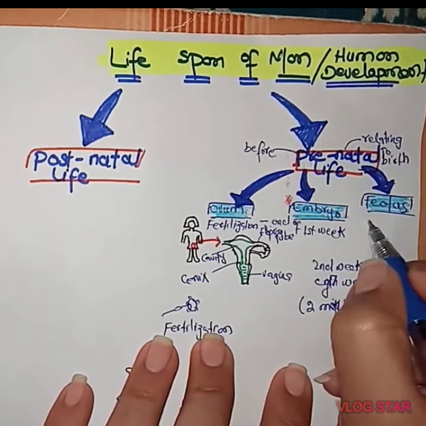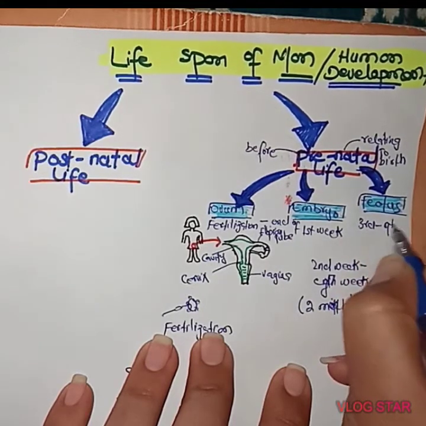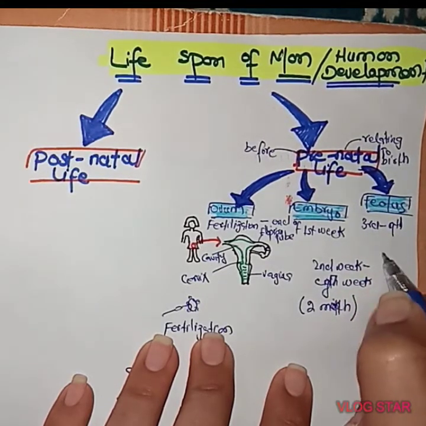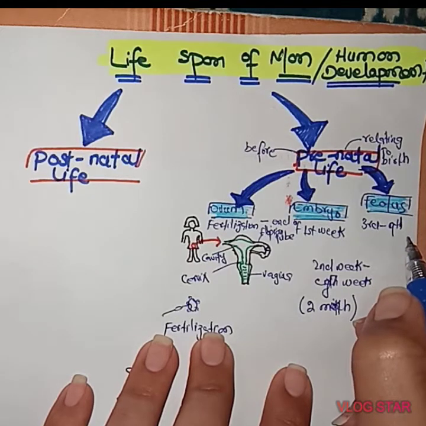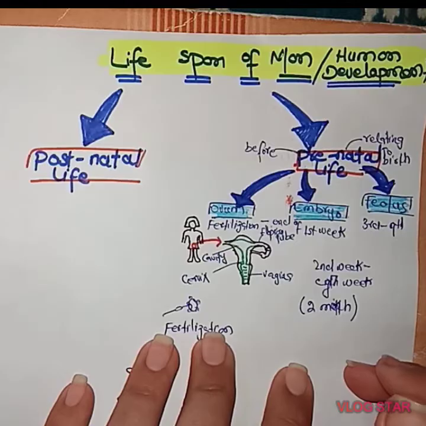And the fetus is from the 3rd month to the 9th month of pregnancy. At this period we call the baby a fetus. We do not call them a baby. This is the fetus. Okay, I hope it makes sense.